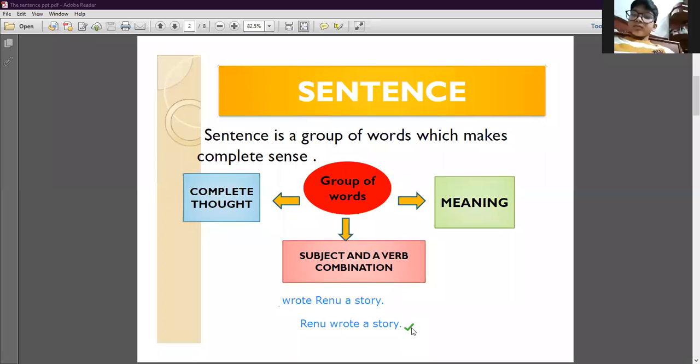I am giving an example. Wrote Renu a story. This is a group of words, but the words are not placed in the correct order. जो भी words हैं वो correct order में place होने चाहिए. So I am writing the next sentence: Renu wrote a story. Here you know very well its meaning. Renu ने एक story लिखी. So that's why this is called a sentence. Clear, students?